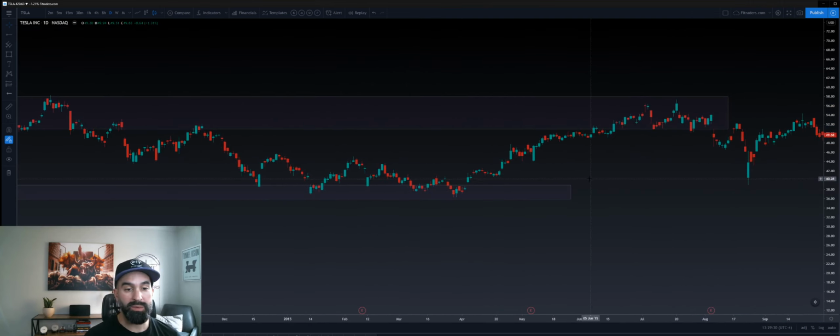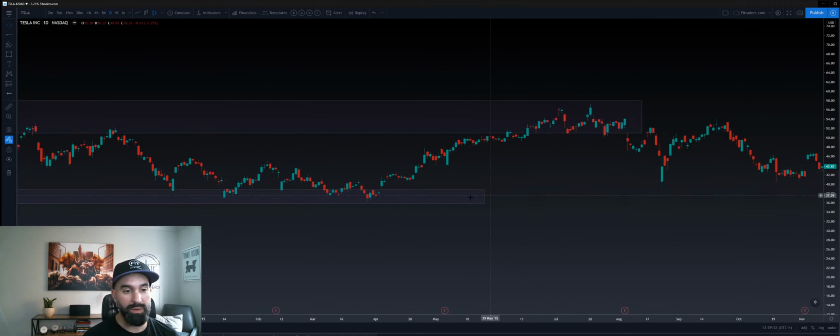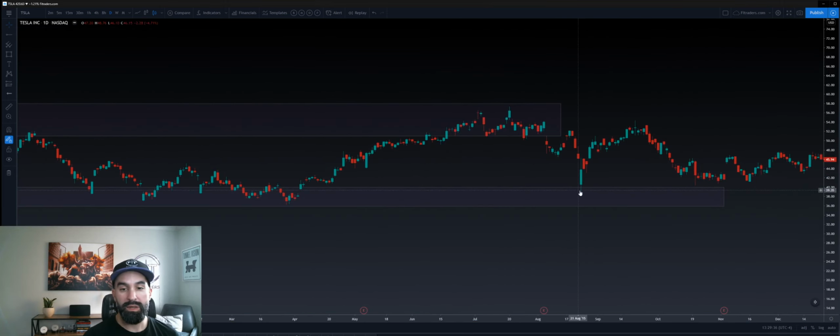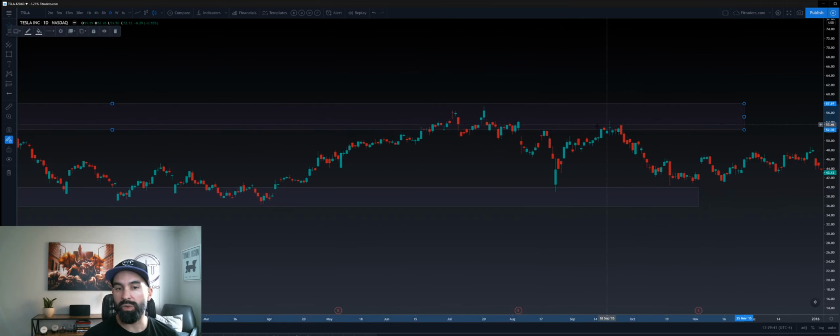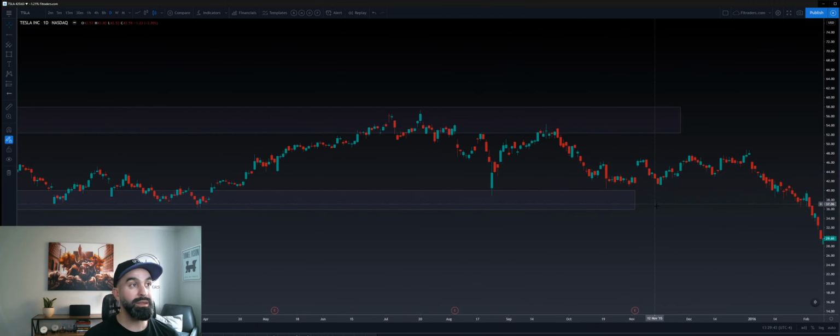So again, we had support. It came up, it dragged out as resistance. Drag it a little bit further across now. Continued to act as support. This area over here continued to act as resistance, continuously.